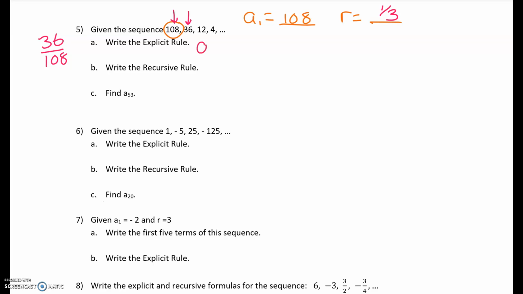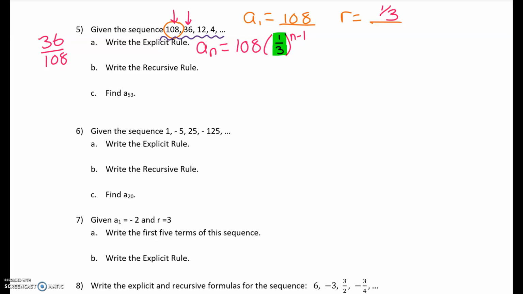So when we fill in our rule, a sub n equals the first term, 108, times 1/3 raised to the n minus 1 power. Okay? What does this value look like that we've talked about before? Is that similar to our b value that tells us growth or decay? If this is telling us growth or decay, it's between 0 and 1, so that means I should be representing something that's decaying. Well, are these numbers decreasing the further we go? Then that should make sense that this number that's highlighted green should be between 0 and 1.